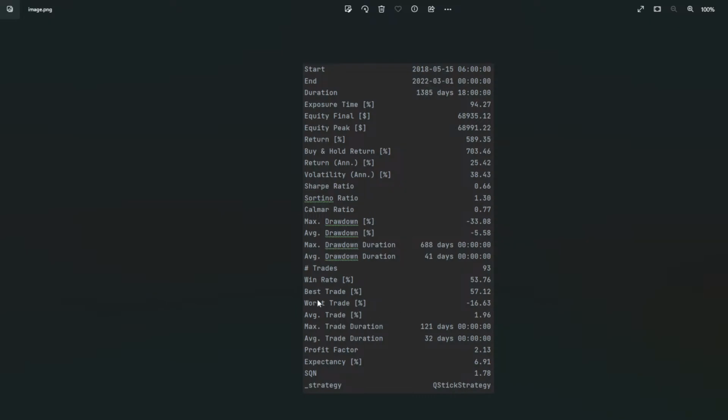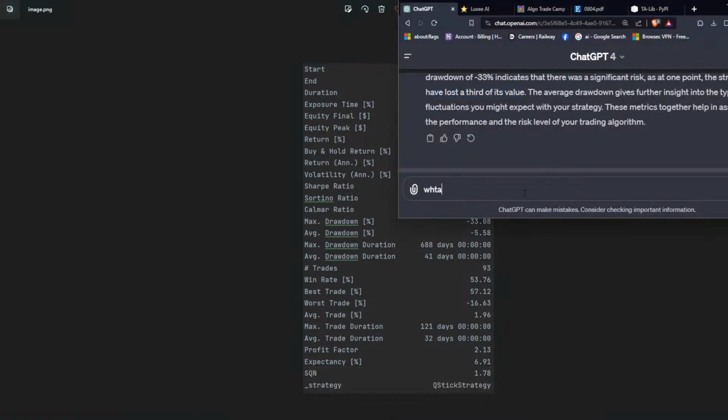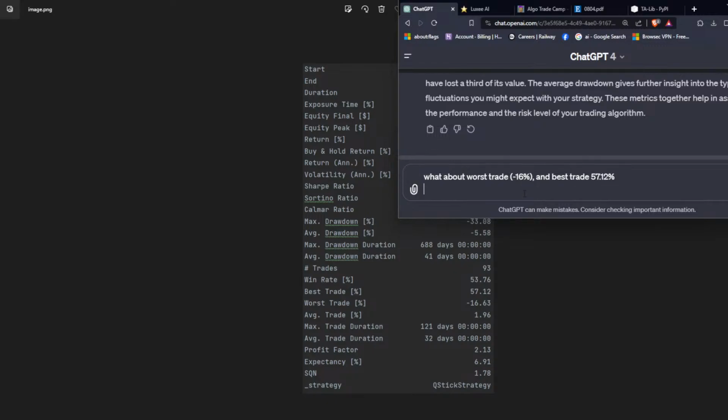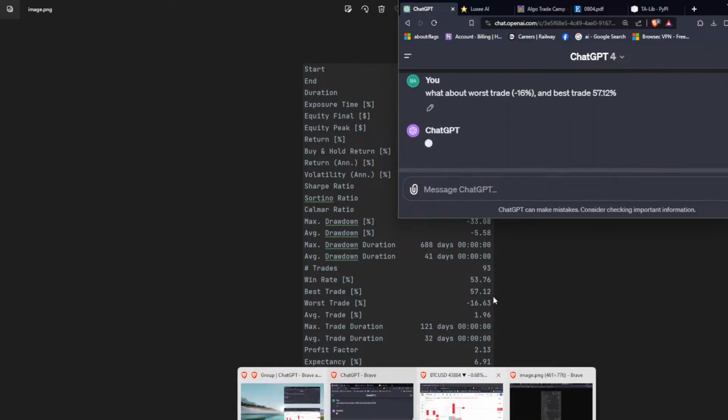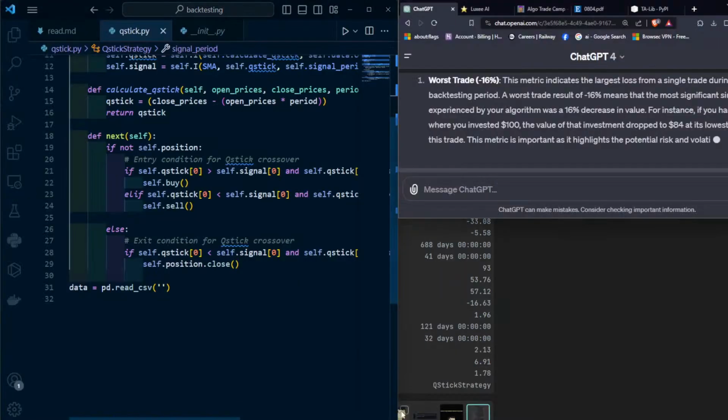Maybe what is the worst trade? What is the best trade? You could ask ChatGPT for it. What about the worst trade? Worst trade of minus 16%, and worst trade 57%, right? 12%. Let's find out. Where is my Visual Studio Code? Okay.